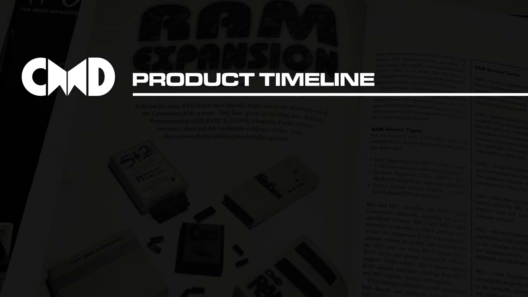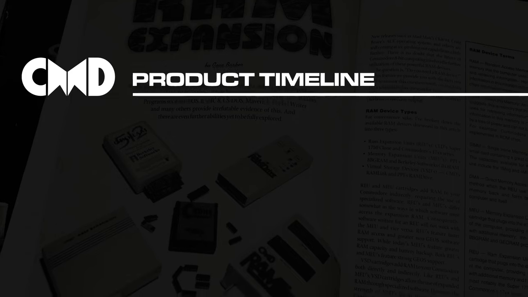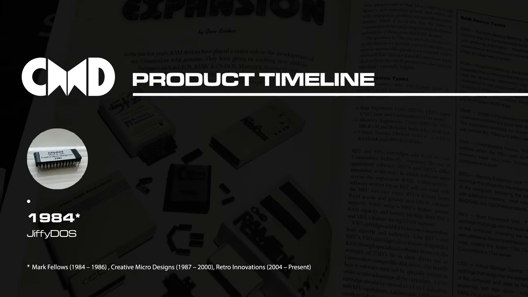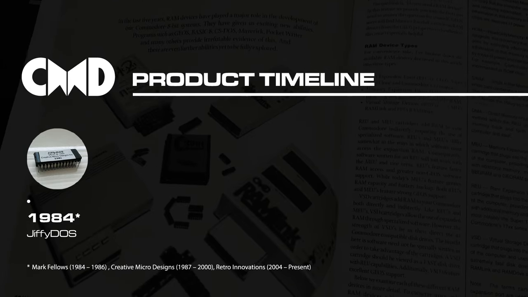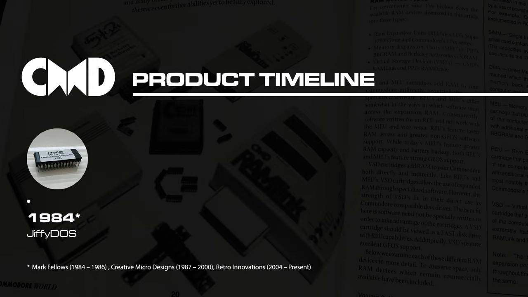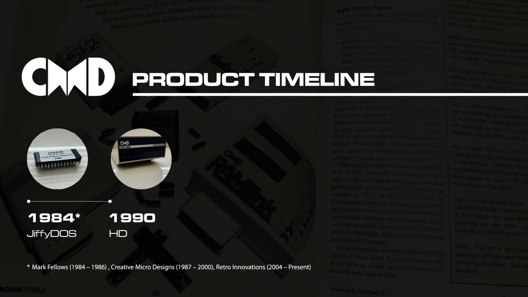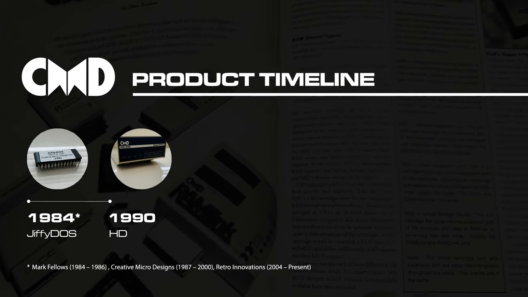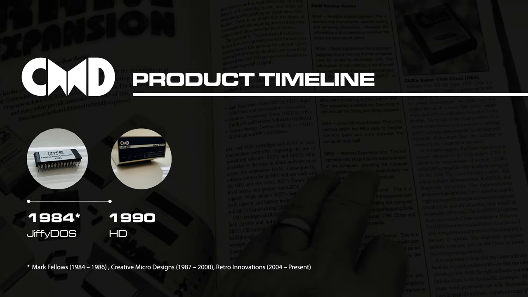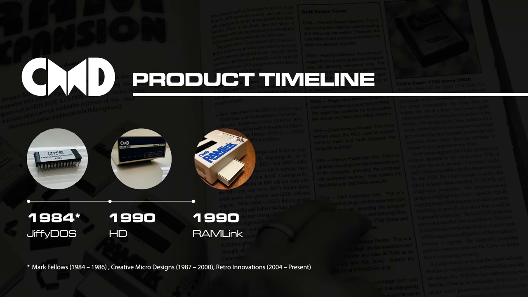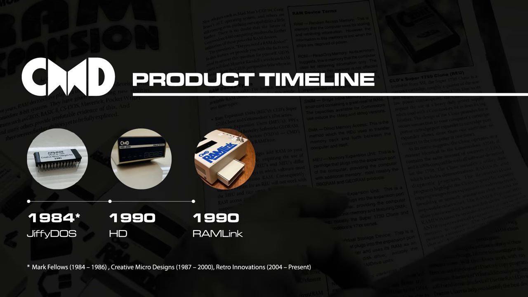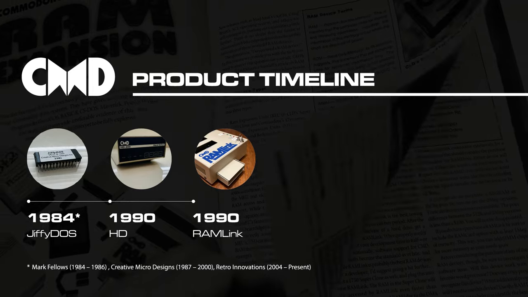The CMD production timeline is as follows. 1984, Jiffy DOS, kernel ROM replacements for computers and several disk drives. Eventually, over 20 different ROMs were and still are produced. 1990, CMD HD hard drive series, 20 megabytes all the way up to eventually 2 gigs. Also in 1990, the RAMLink. The PPI RAM drive was released earlier, which CMD acquired and expanded.